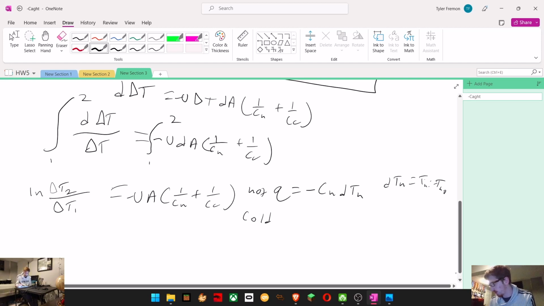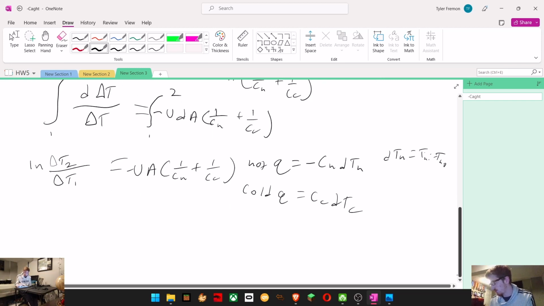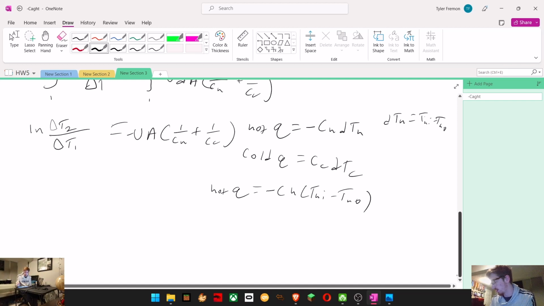Now we can do the same thing with the cold stream. We have Q is equal to CC times dTC. And we'll go ahead and substitute. We have Q is equal to negative CH times THI minus THO, and then it'll just be the same thing with the cold but without the negative. And then actually for the positive, we're going to distribute this negative through. So we're going to have Q is equal to CH times THO minus THI.